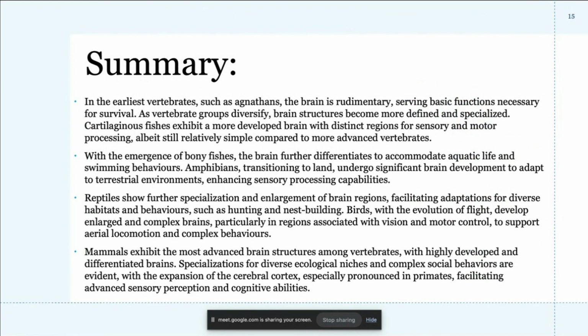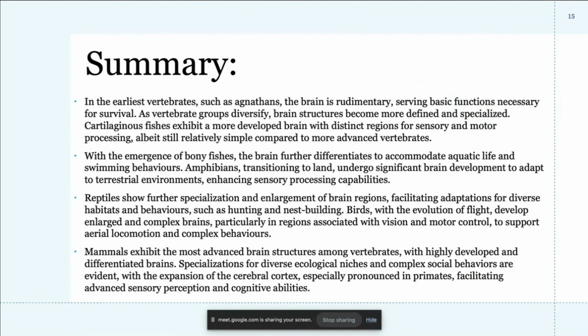Now, the reptiles have even more specialization and enlargement of the brain regions, and this helps them to adapt to their habitats and the different behaviors, such as hunting and building a nest. As the birds became the first animals to be able to fly, their brains became more enlarged and more complex, specifically in areas that are associated with vision and motor control, so that they can spot their prey. And the motor control is important for them to be able to control their wings so that they're able to fly.